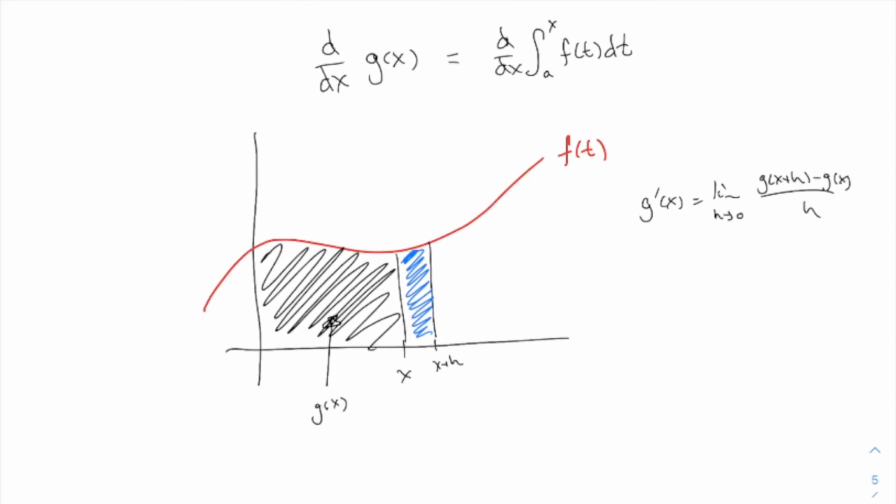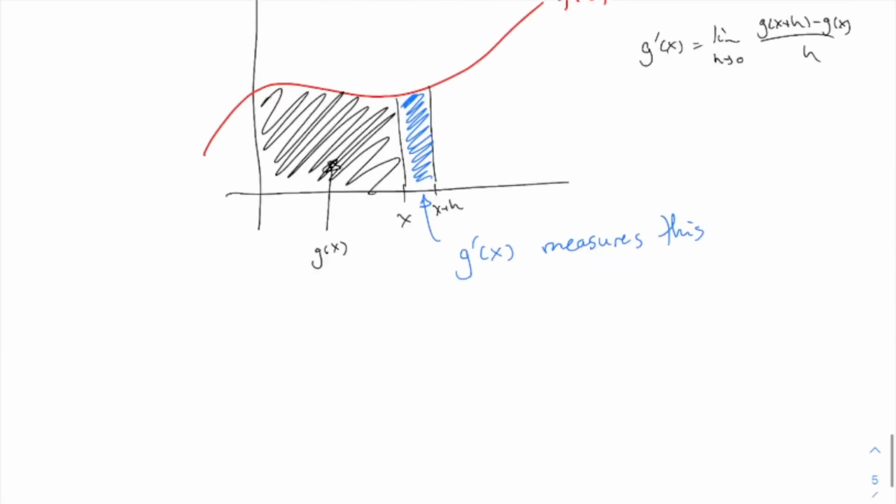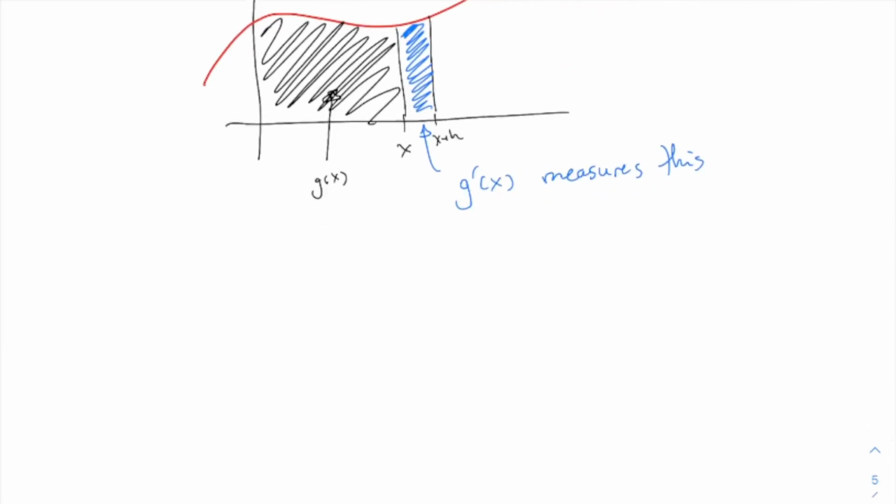This blue region here, g prime of x, measures this area, right? When you change the x by a little bit, how much will the area change by? So this thing here, the derivative of g, or this weird derivative of the integral, what it represents is how big this blue chunk is when you increase the x a little bit, all right? And the fundamental theorem, I'll give you the intuitive version now, and then we'll talk about the real details next time.